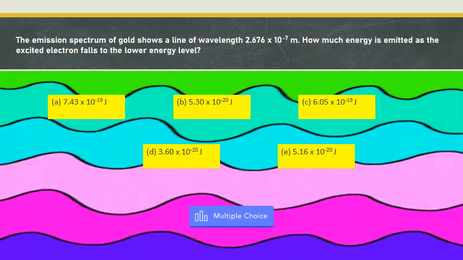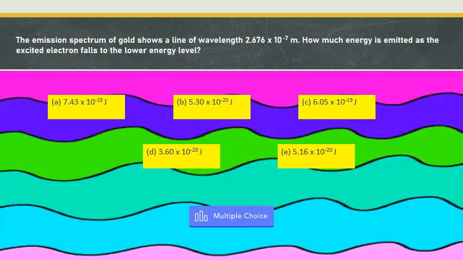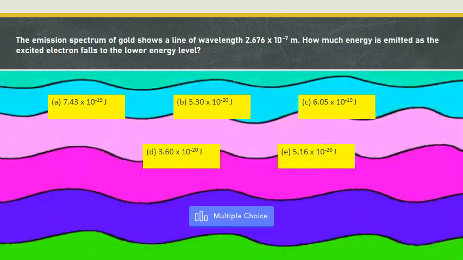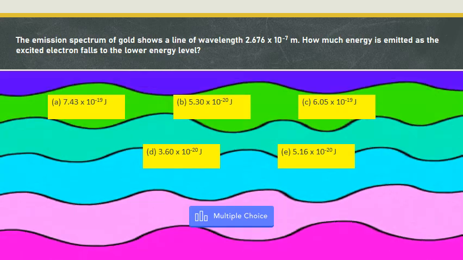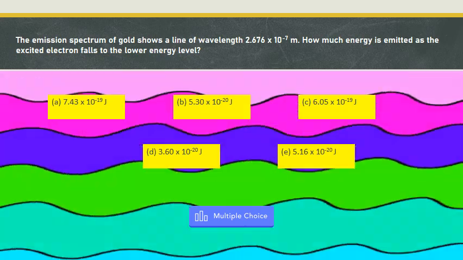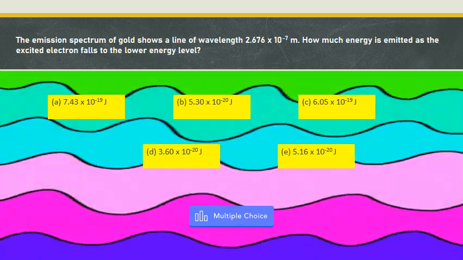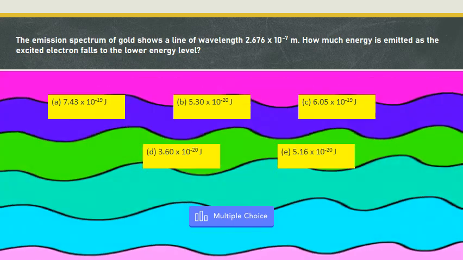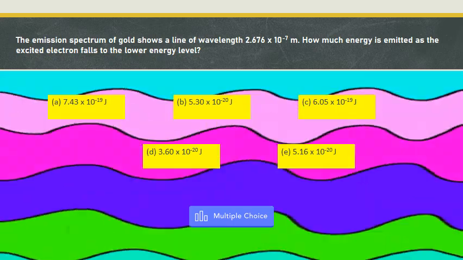So, this one I nak you buat dalam class point. Okay, masukkan class code dia. And then pilih answers A, B, C, D ataupun E. Okay. Selamat mencuba.